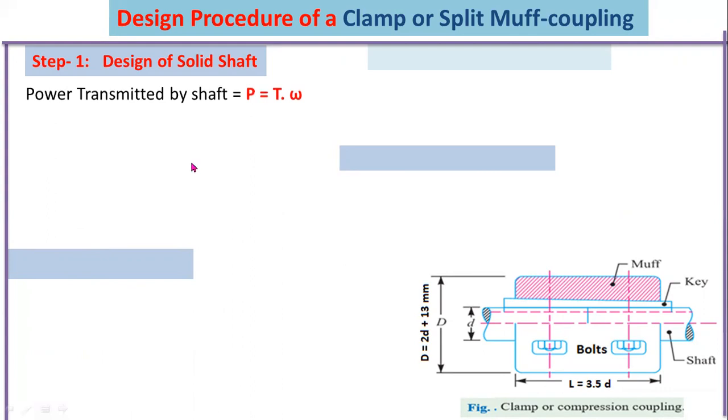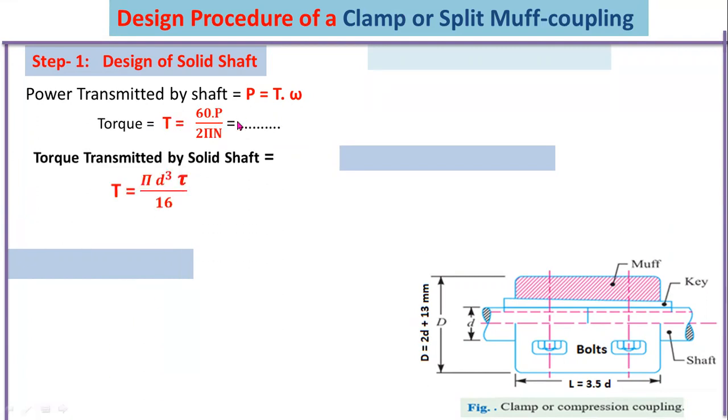Already we know that power P equals torque into angular velocity, and angular velocity omega equals 2 pi N by 60. So the mean torque transmitted by the solid shaft, T equals 60 into P by 2 pi N. From this equation, you can get the value of torque T.